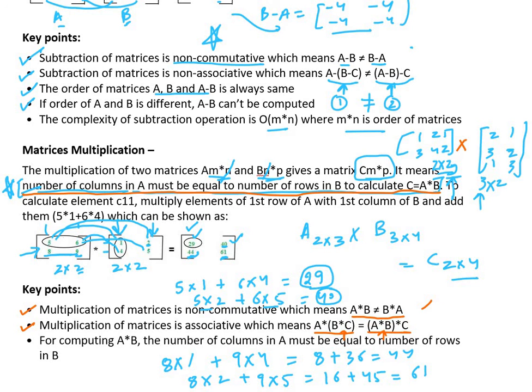For computing A into B, the number of columns in A must be equal to the number of rows in B. This is again the same point which we highlighted earlier. So the most important point, like here we saw, in A we have 3 columns, so in B we will require 3 rows to be able to perform the multiplication. So that's all about matrix addition, multiplication and subtraction.